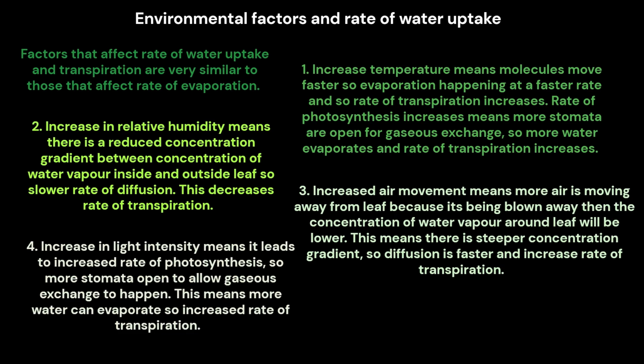3. Increased air movement means more air is moving away from the leaf because it's being blown away, so the concentration of water vapor around the leaf will be lower. This means there is a steeper concentration gradient, so diffusion is faster and the rate of transpiration increases. 4. An increase in light intensity leads to an increased rate of photosynthesis, so more stomata open to allow gaseous exchange to happen. This means more water can evaporate, so the rate of transpiration increases.